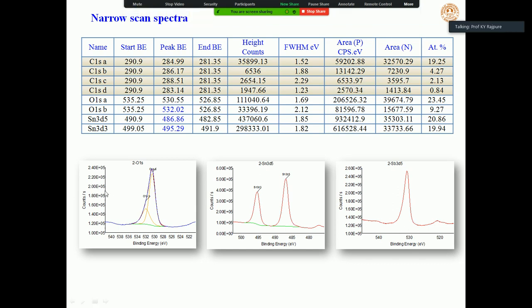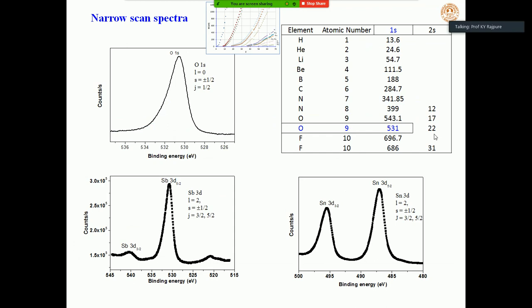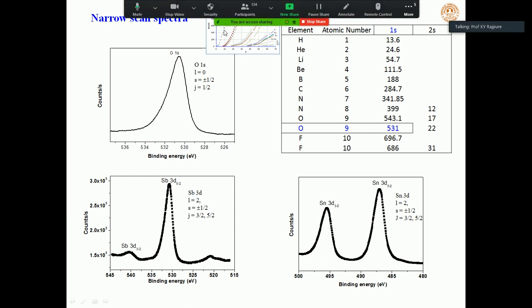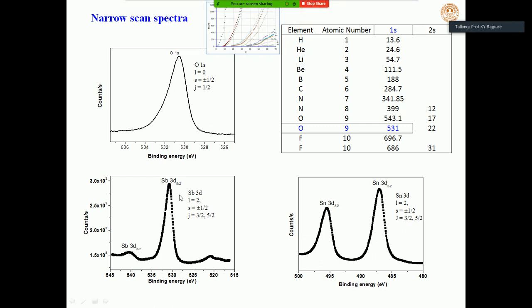So from the narrow scan, again you can recalculate the atomic percentage. So don't rely on the survey scan, you go to the narrow scan and then calculate the atomic percentage. For example, for oxygen, from the lookup table, the 1s level is 531. So 531, here you can see maybe the 1s level, and Z is near oxygen, right? From the lookup table you can find out whether it is antimony or whether it is tin.